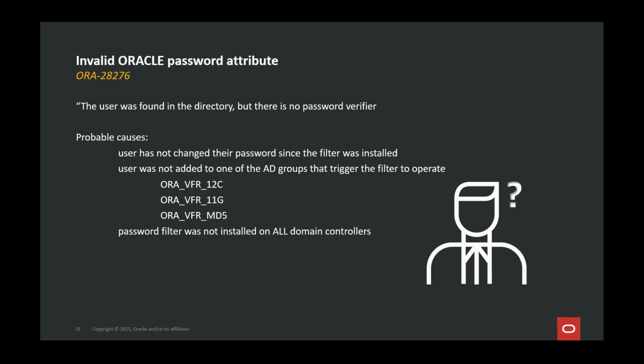that tells the password filter to do its thing, because we don't create password verifiers for every user in Active Directory. We only create them for users that you put into a group that says something like ORA_VFR_12C. That's your SHA-512 hash, the one that hopefully you're mostly using, or ORA_VERIFIER_11G. That's your old SHA-1 hashes, or hopefully you're not using this, ORA_VFR_MD5, which is a very old MD5 hash.